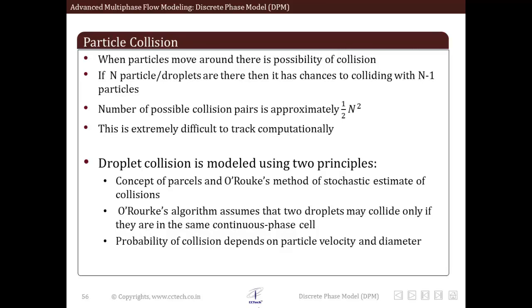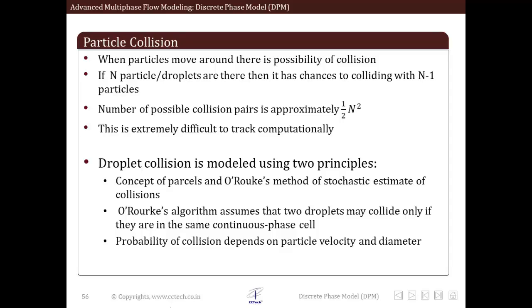There is also a chance of collision, that is particle collision, when particulate flow is taking place. How does Fluent include collision calculations? Each droplet has a possible collision partner. Let us say if n droplets or particles are there, then each has a chance of colliding with n-1 particles. The number of possible collision pairs is approximately half n square.